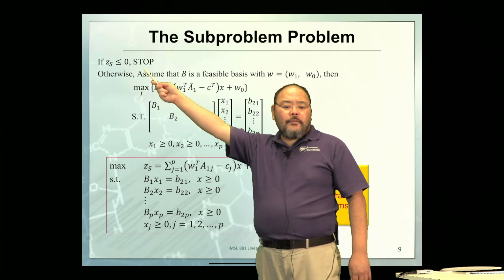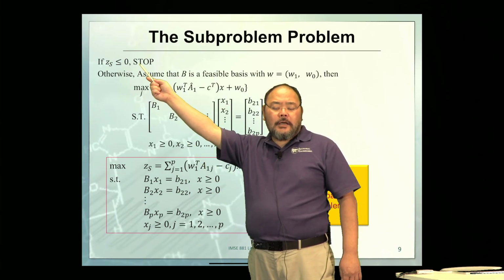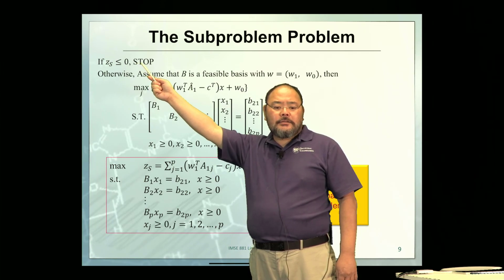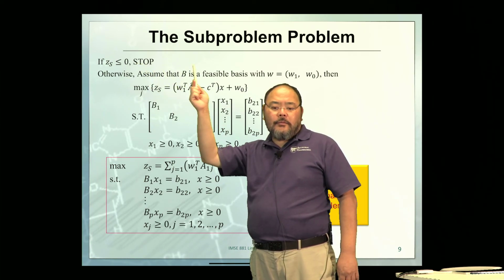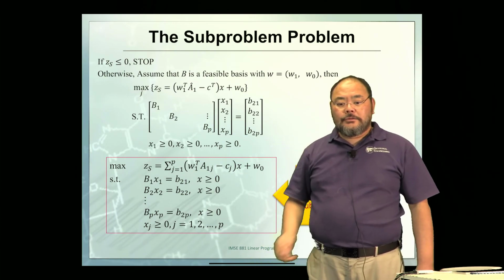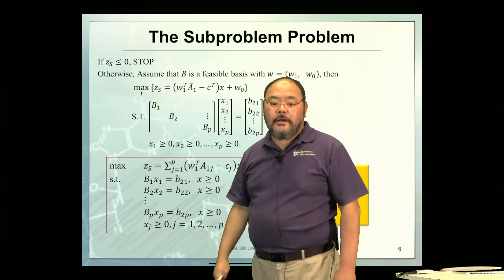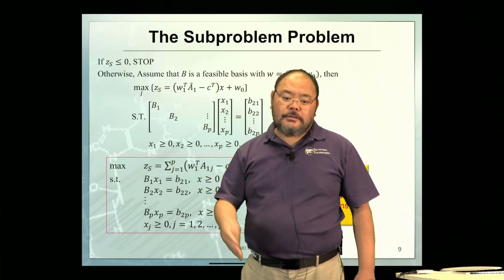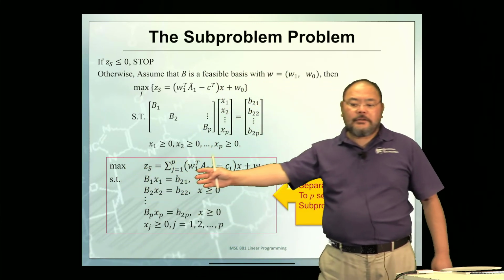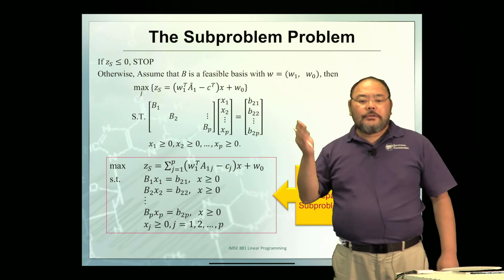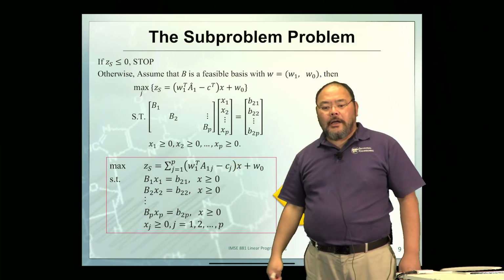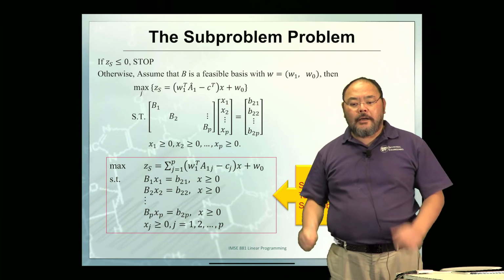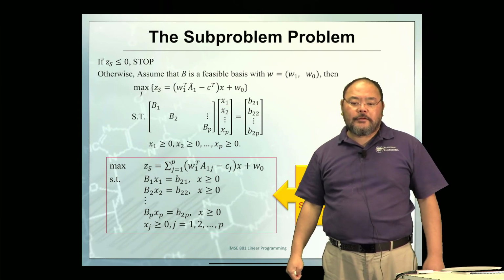So if the subproblem's objective function value is less than or equal to 0, then we have to stop. The best extreme point we can find has zj minus cj less than or equal to 0, and everything else is even more negative. So we know we already have the optimal on hand. There's no way to improve my global optimal objective function value.